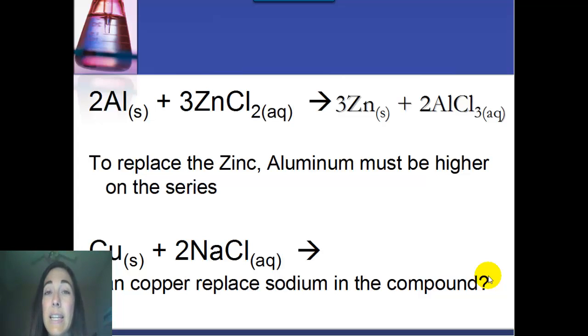Now look at the second example. I'm going to let you try. Copper plus sodium chloride is the single replacement reaction. Can copper replace the sodium? Now remember, to do this, copper must be higher in the list than sodium. So look at the list and see what you think. When you check the list, you'll see that copper is actually below sodium in the list. So this reaction will not occur. All you need to do on the right side of the yields arrow here is write no reaction.